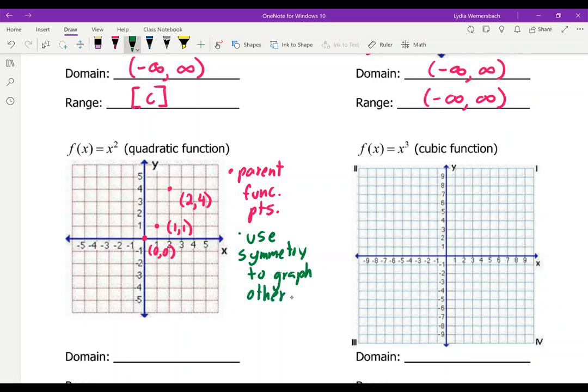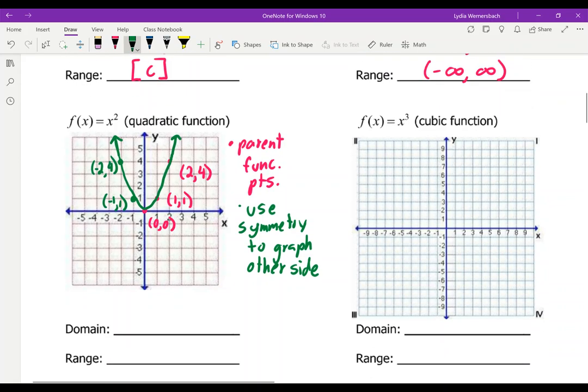What I mean by that is the parent function is symmetrical about the y-axis. So for 1, 1, that would also give us the point negative 1, 1. And for 2, 4, that would give us the point negative 2, 4. There is another point that's not on this specific graph, and that would be 3, 9 or negative 3, 9. But this is that parabolic function. It's kind of shaped like a U. We want to make sure it is not shaped like a V. And it looks like this. So these would be all of our parent function points, which you should already know.